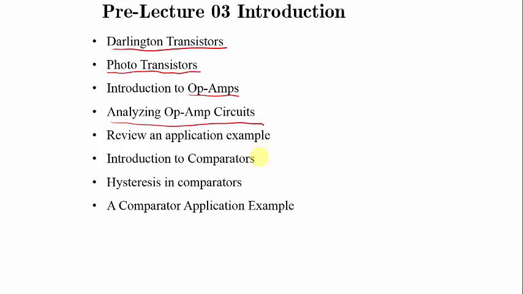Then we'll move on to comparators, which share a lot of characteristics with op-amps, not the least of which is their symbol. And talk about how comparators behave, how they are different from op-amps, and how they're similar to op-amps. Then we'll look at the creation of hysteresis, which is something that you're going to want in comparator circuits and something that would be highly undesirable in an op-amp circuit.